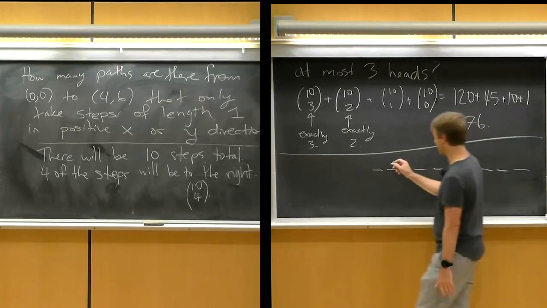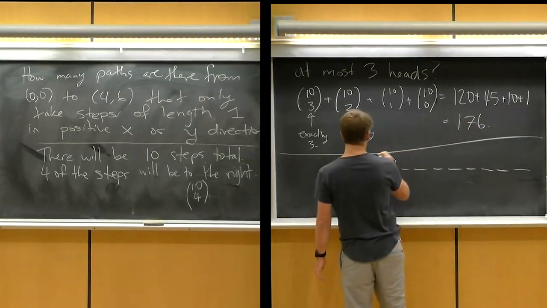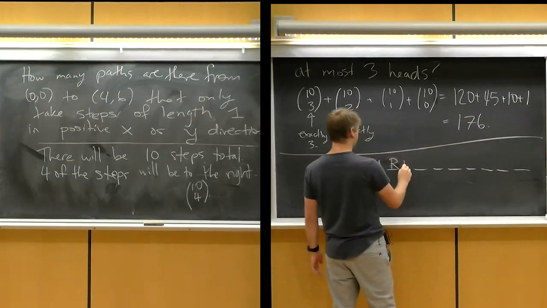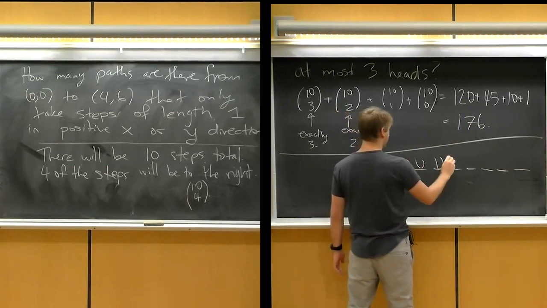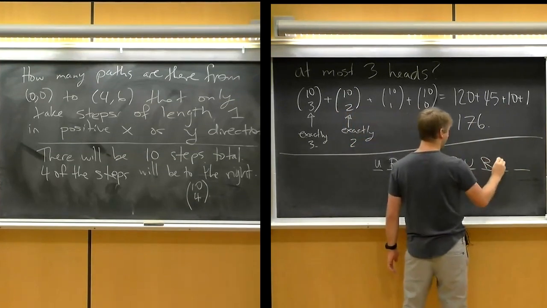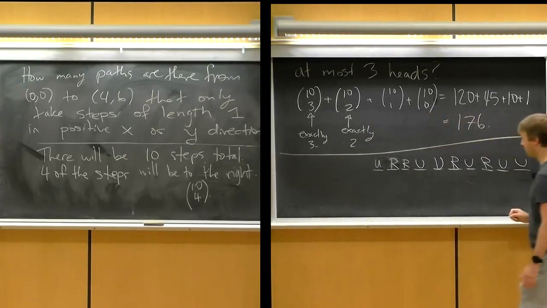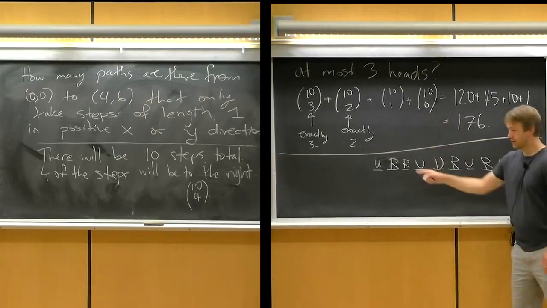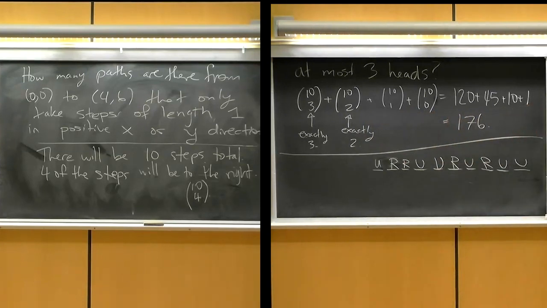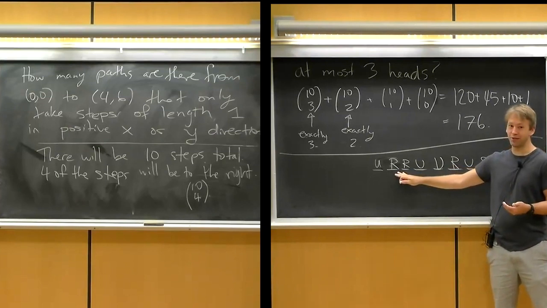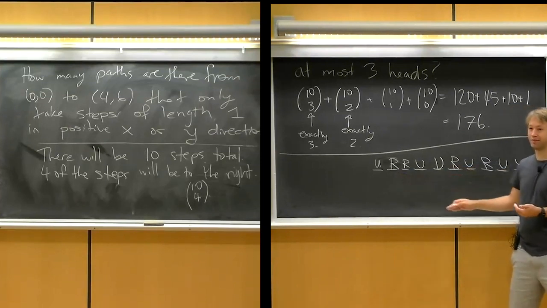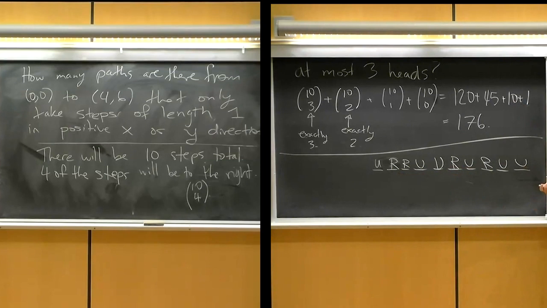That could be like, up, up, right, right, up, up, right, up, right, up, for example. And here I've got 4 rights, 6 ups. So choosing a sequence of rights and ups that has exactly 4 rights is the same thing as choosing a path. The U stands for up, the R stands for right. Yeah?